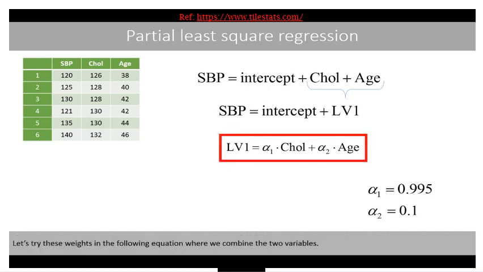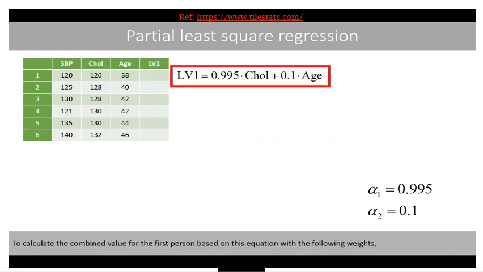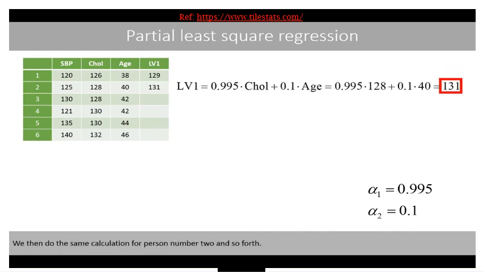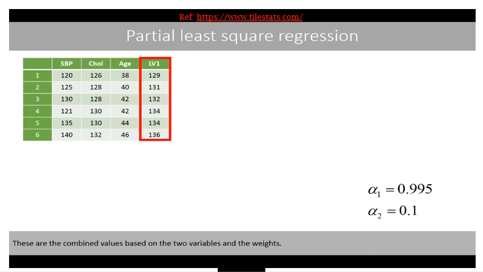Let's try these weights in the following equation where we combine the two variables. To calculate the combined value for the first person based on this equation with the following weights, we plug in the cholesterol level and age of person number 1. The combined value is 129. We then do the same calculation for person number 2 and so forth. These are the combined values based on the two variables and the weights.